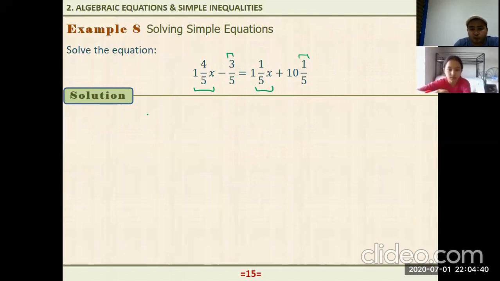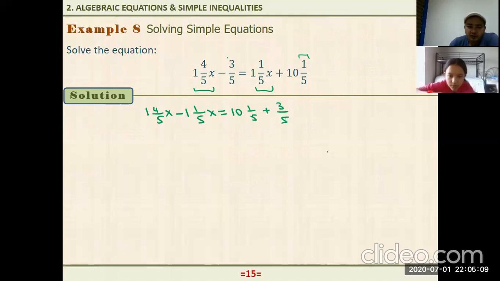So here we have 1 and 4 over 5x. Take this to the left-hand side, it is plus here, so it becomes minus 1 over 5x equals, what do we have here? We didn't do anything to this, so it is there, 10 and 1 over 5, and this thing is minus, taking it to the right-hand side, it becomes plus 3 over 5.